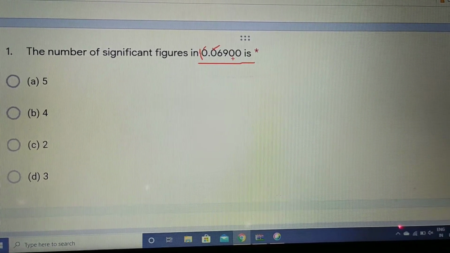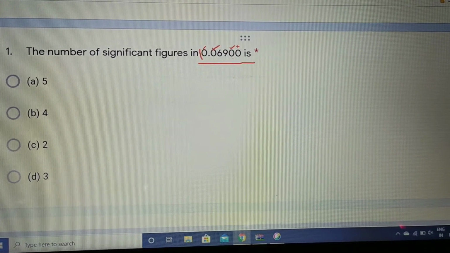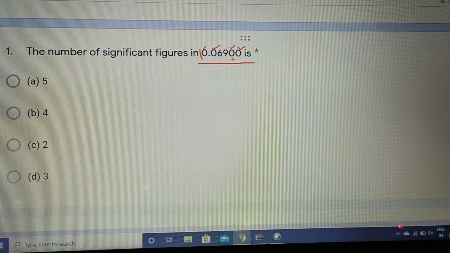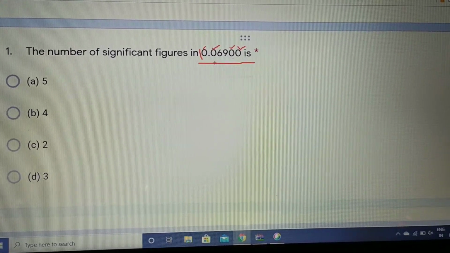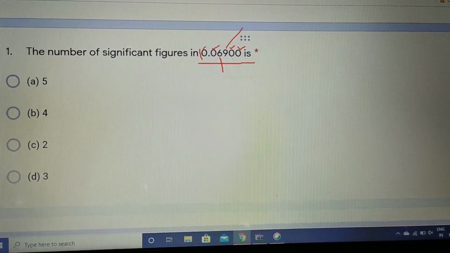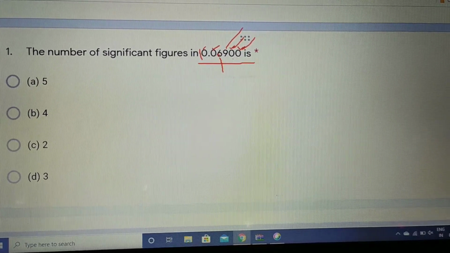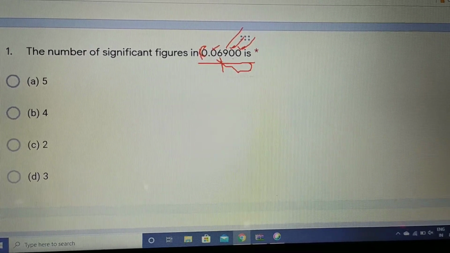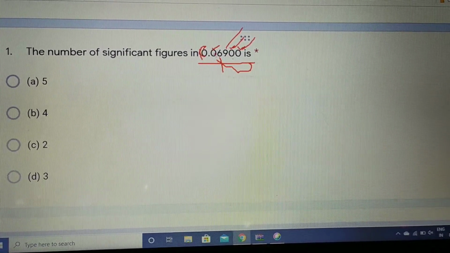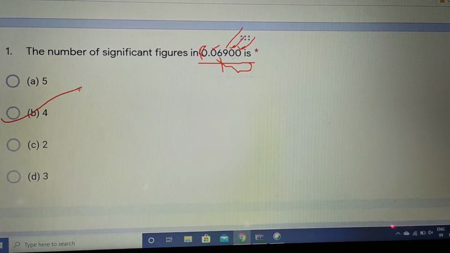When zeros are added after the number, as here you can see 9, and in the last you can see the 2 zeros in the number, these 2 zeros are significant. And you already know all the digits from 1 to 9 are significant. So in this number 6 is significant, 9 is significant, and the zeros placed after the number are significant. So these two are insignificant digits. The significant digits are 6900, so the number of significant figures in this number is 4. You can see the correct answer is this one.